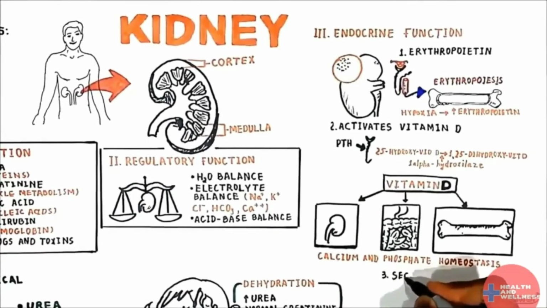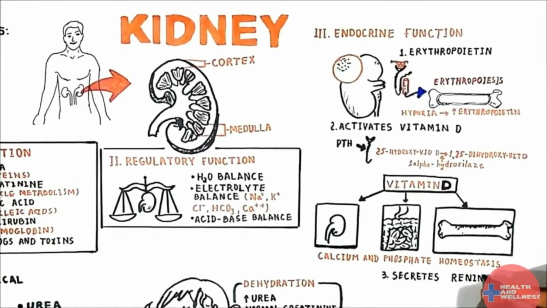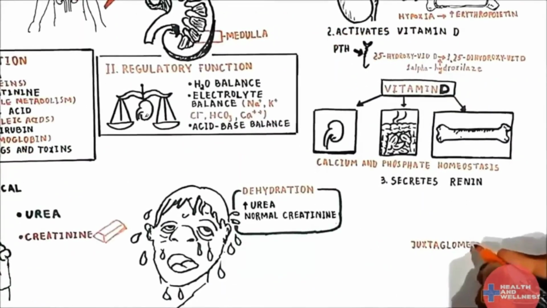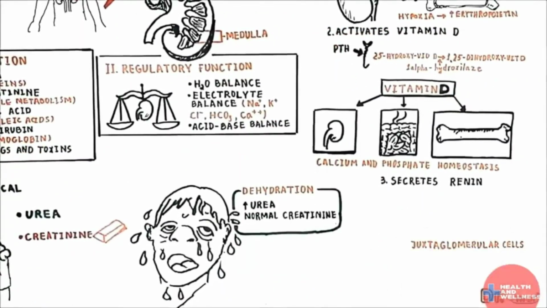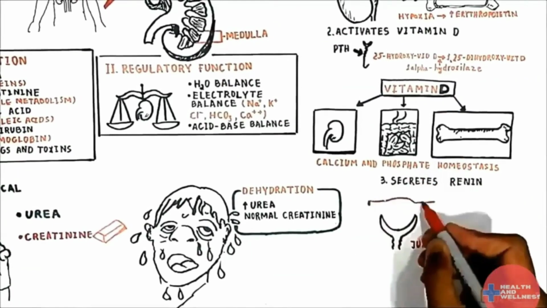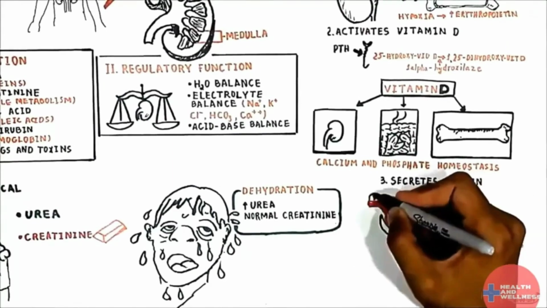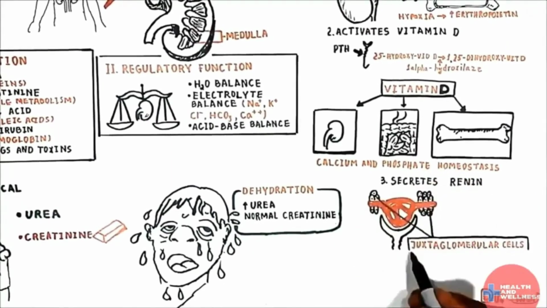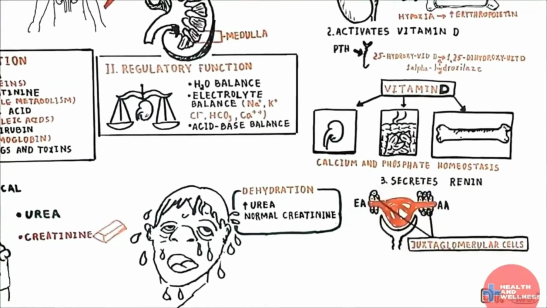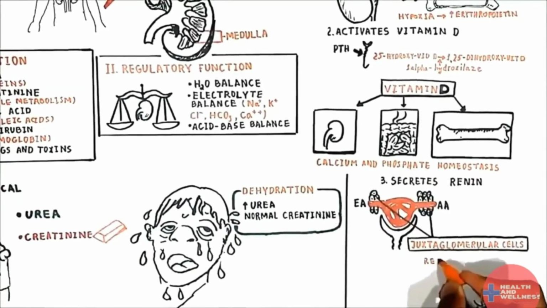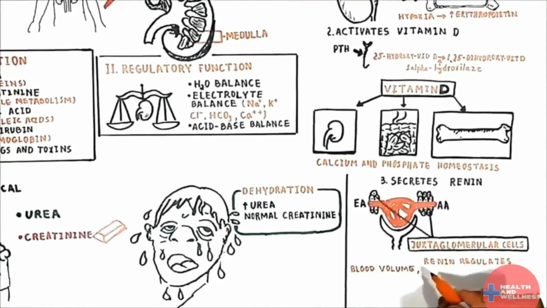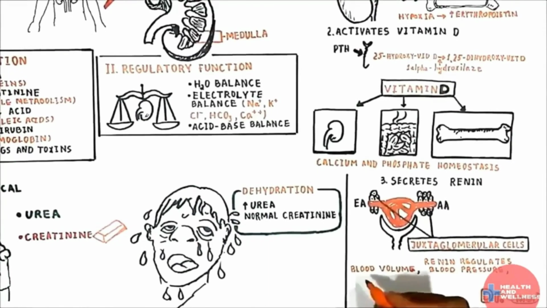The third endocrine function of the kidneys is renin secretion. This enzyme is produced by juxtaglomerular cells. The juxtaglomerular cells are specialized smooth muscle cells mainly in the walls of the afferent arteriole and some in the efferent arterioles that deliver blood to the glomerulus. Renin regulates blood volume, blood pressure, and electrolyte balance.